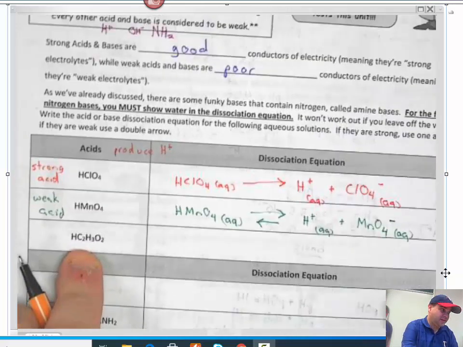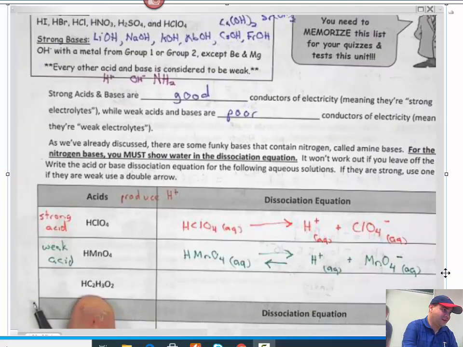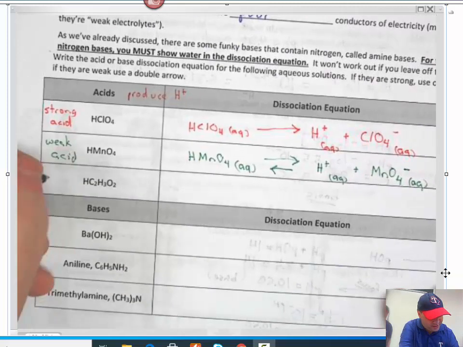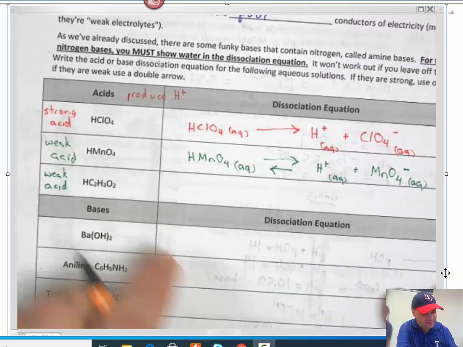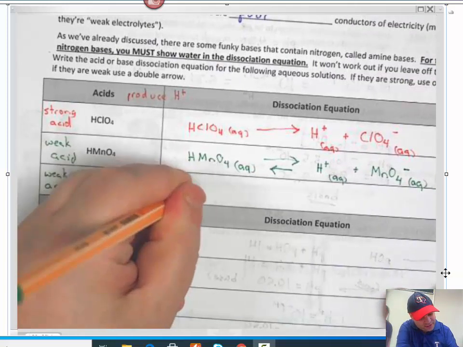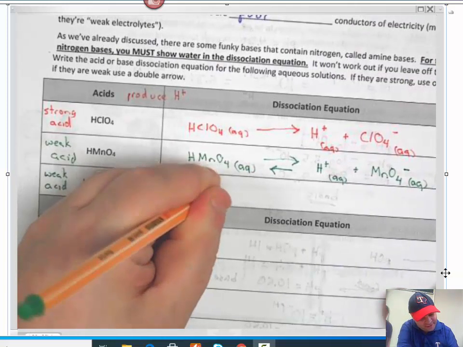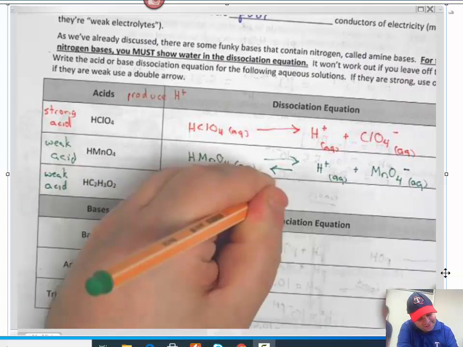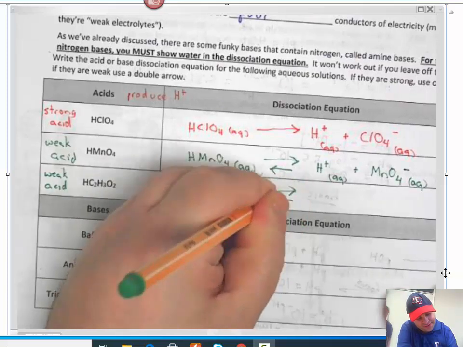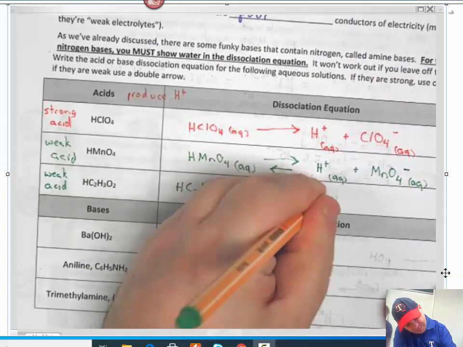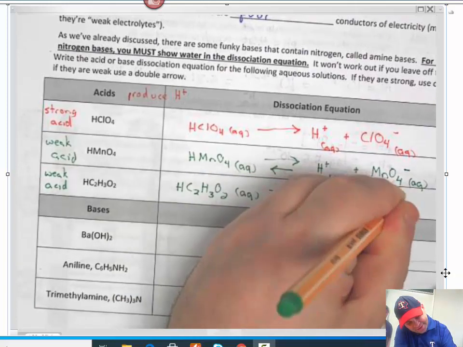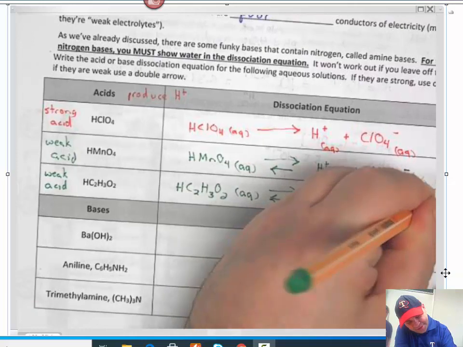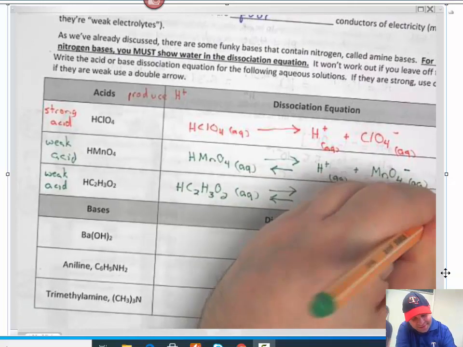Acetic acid, not on the strong acid list, right? So this is a weak acid. Remember, we're going to take the H away from the front here. We never take away from the C. So this is going to be in equilibrium because it's weak. So this is going to be H plus, which is aqueous, and C2H3O2 minus, which is also aqueous.